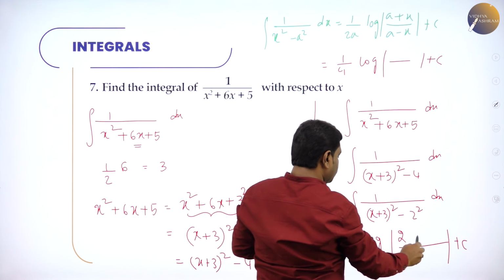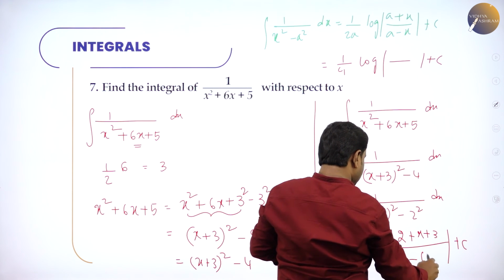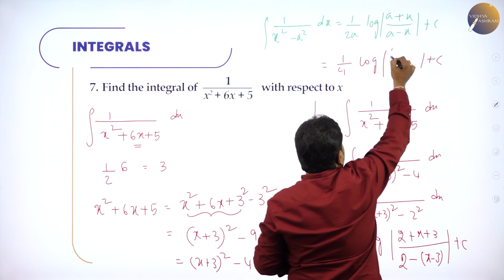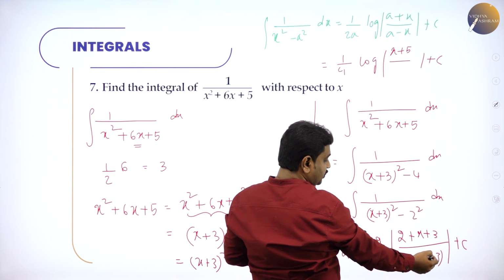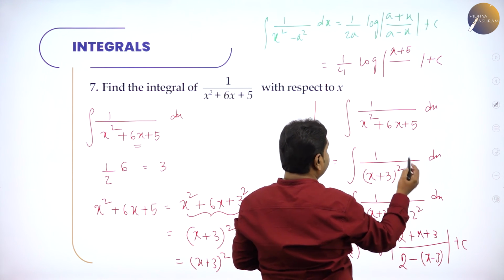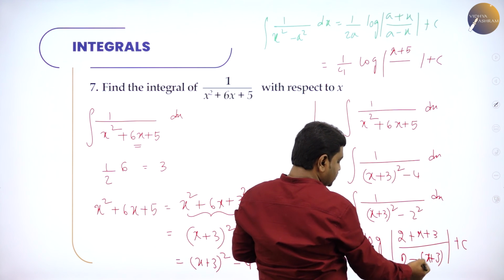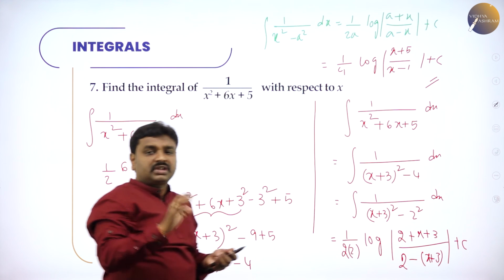A is 2, plus, in the place of x we have x plus 3. A minus x means 2 minus x minus 3. So now 2 plus 3 is 5, so it will become x plus 5. Denominator, if you open the brackets, 2 minus of minus 3 becomes plus 3. Sorry, this is plus x. In the place of x I am putting x plus 3. 2 minus 3 becomes minus 1, so it will become x minus 1. This is the answer.